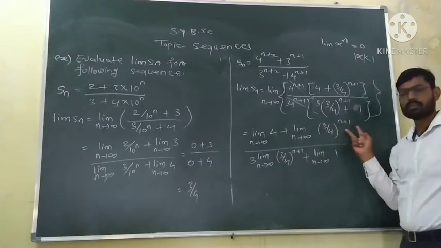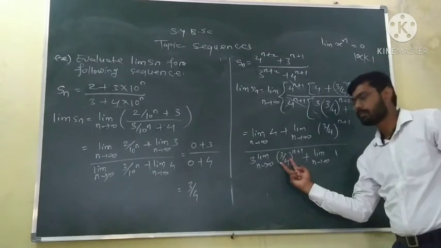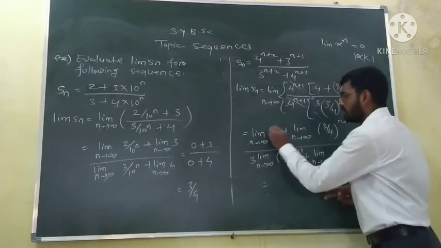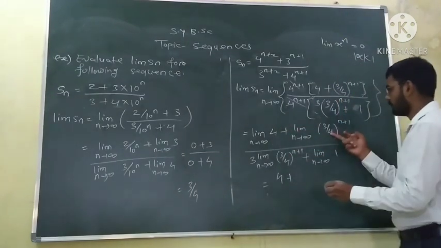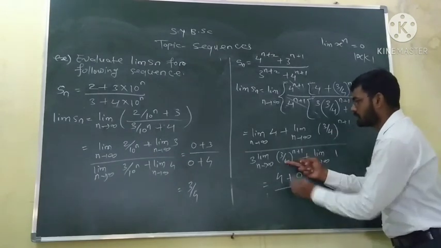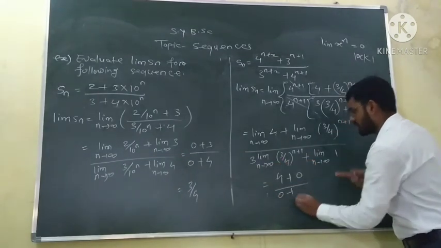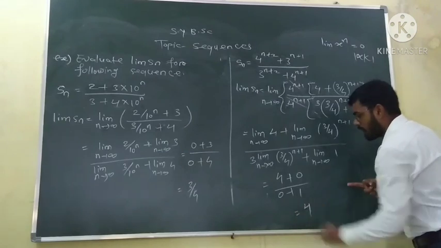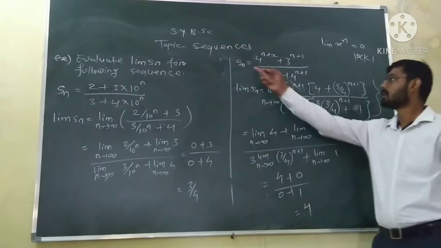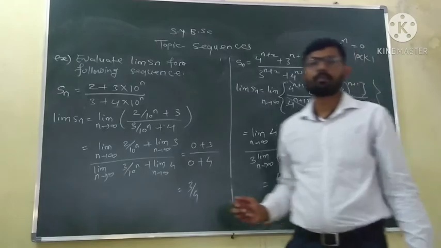The limit of this term is 0. Similarly, the limit of this term is also 0. So the limit of 4 is 4, the limit of this is 0, the limit of this is 0, 0 into 3 is 0, plus the limit of this 1, is equal to 4 by 1. So it is 4. So the limit of this is 4. Okay, thank you.